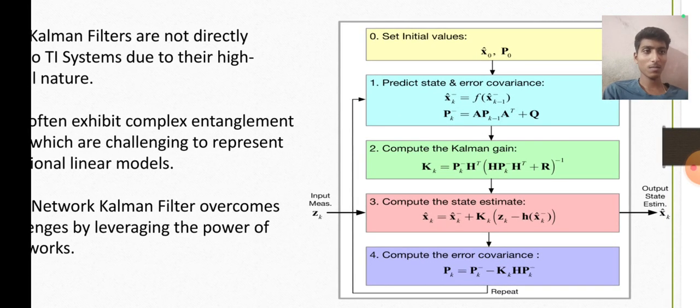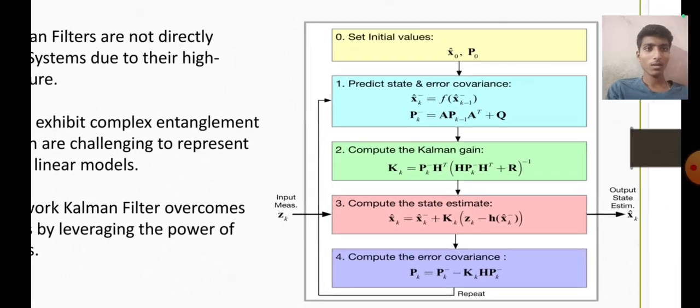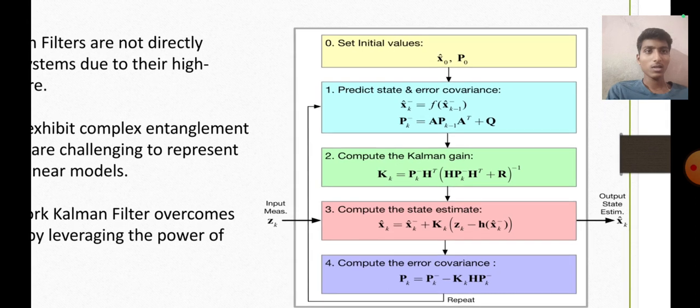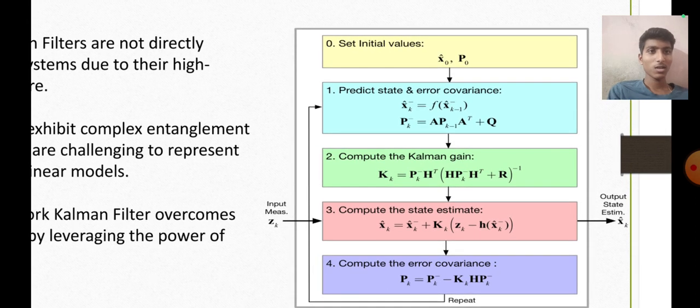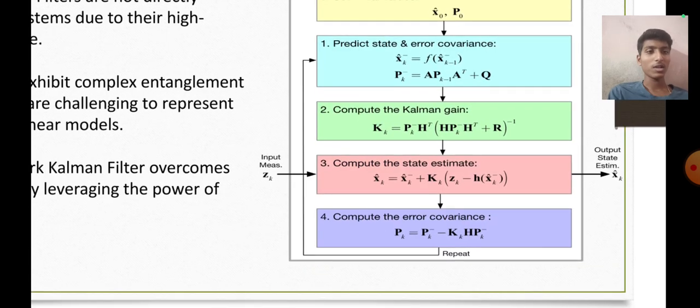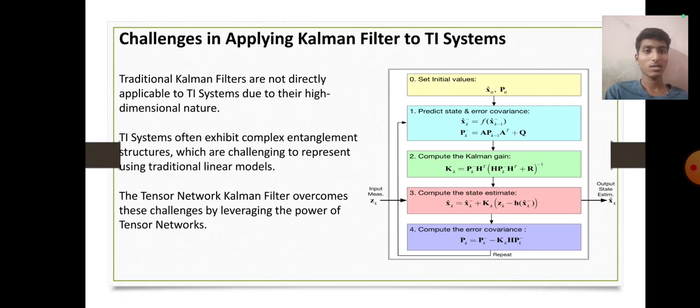You can see the image: set initial values and predict state and error covariance, compute the Kalman gain, compute the state estimate, compute the error covariance. We move on to the next slide.